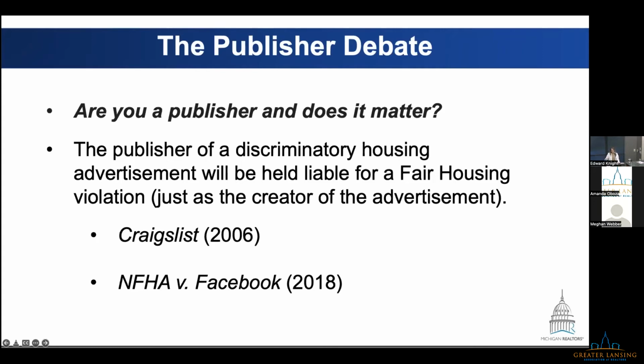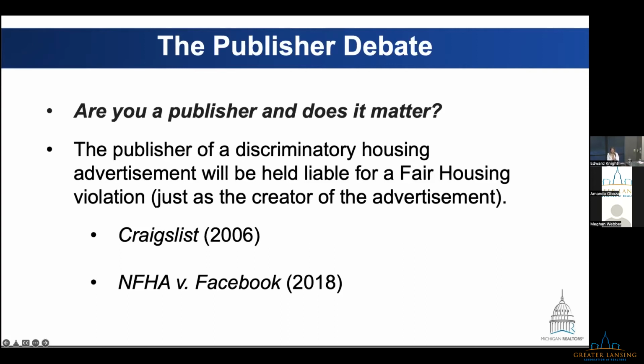So determining who is and who is not a publisher here is really important because it tells us who, in addition to the creator of the advertisement, is going to be held liable for any fair housing violations that stem from those advertisements. We do have some really good case law on publishers' liability. These cases show how the courts are starting to evolve with technology and how they're starting to apply the law to these online activities, like fair housing violations that occur over social media. So the first case I wanted to tell you about involves Craigslist.